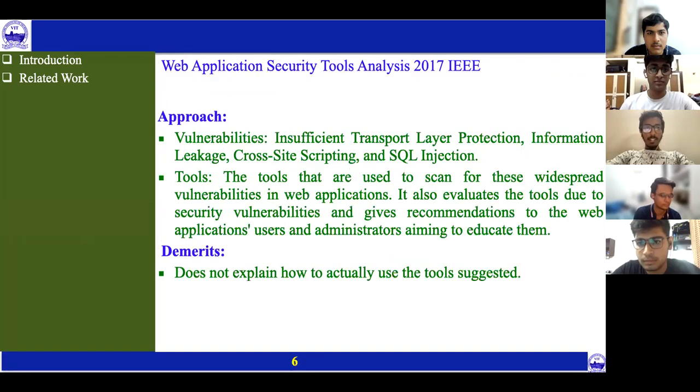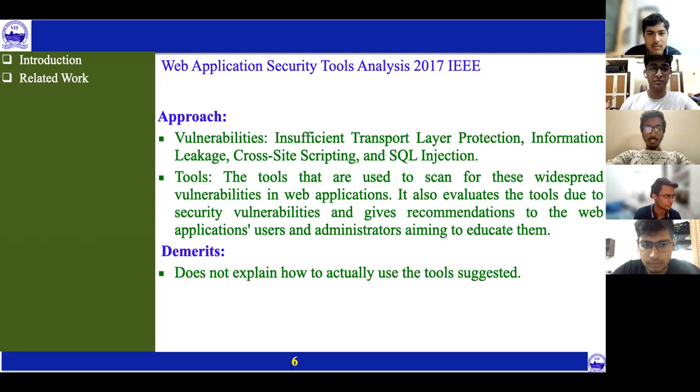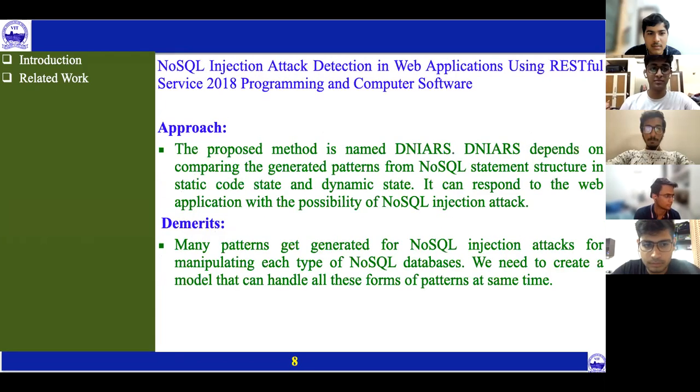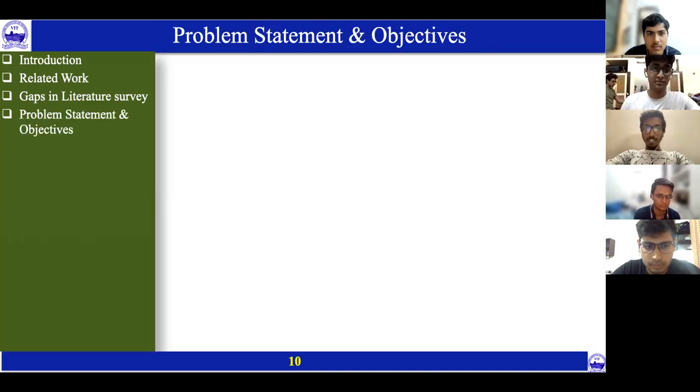This is our literature review. We have already talked about this, so we'll be skipping over this. These are the gaps and demerits that we identified in all of these projects, in all of these literature survey papers. We can move ahead.